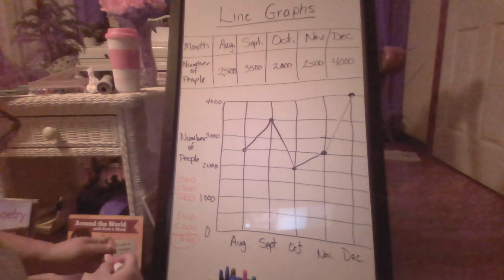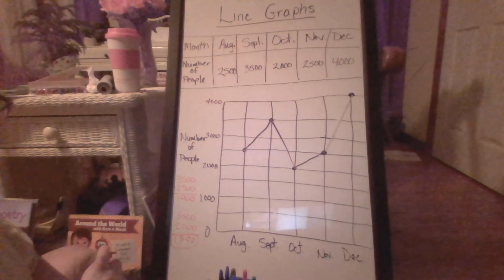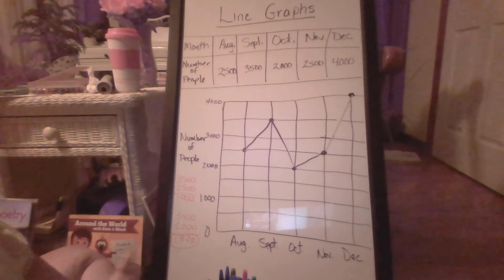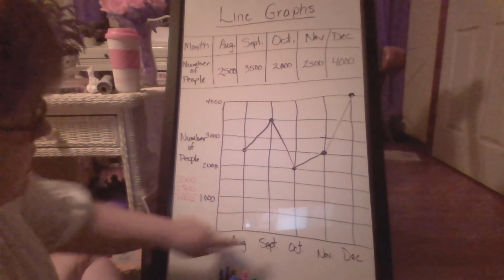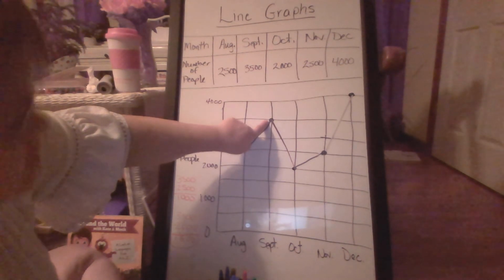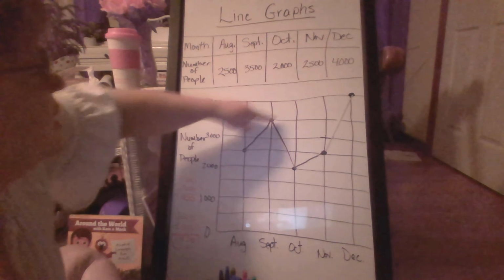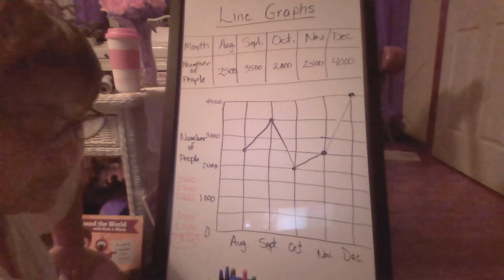What was the difference between the attendance in September and the attendance in December? So difference, you're looking to subtract there. So find September, 3,500. Find December, 4,000. So that's what, from here to here is what, 500?